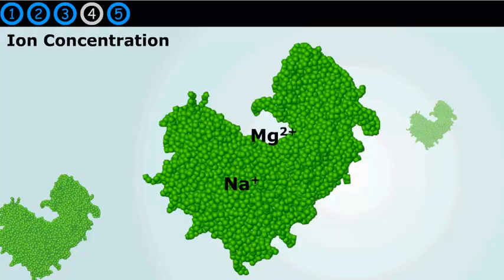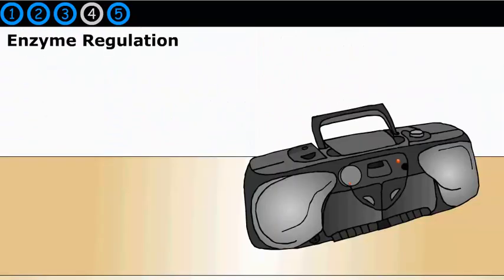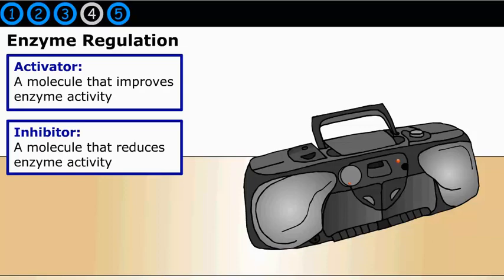Because of the charges on substrates and enzymes, ion concentrations influence reaction rates. The ions shield the charges to prevent proteins from aggregating and precipitating out of solution. In addition to environmental conditions, molecules called activators and inhibitors affect enzyme activity. Activators and inhibitors are molecules that bind to enzymes.